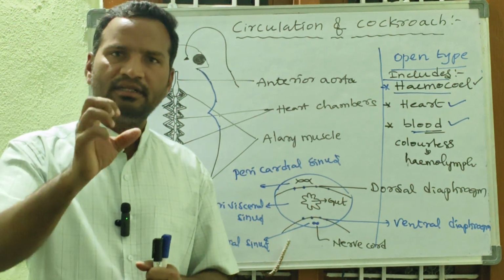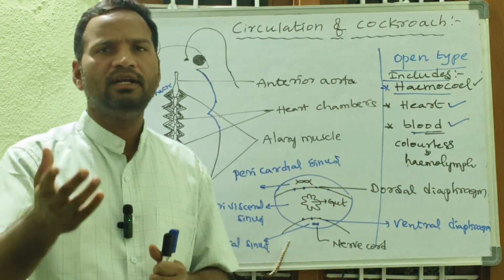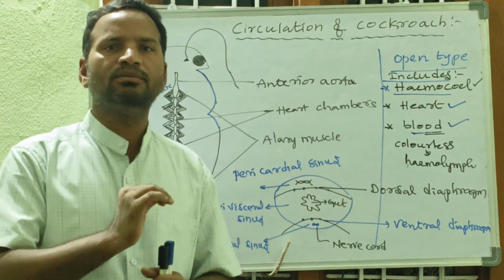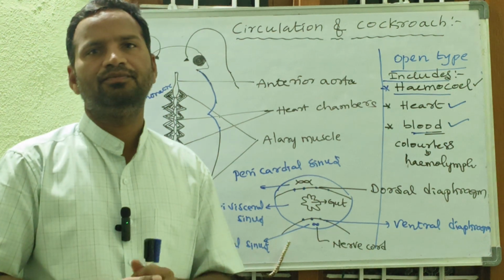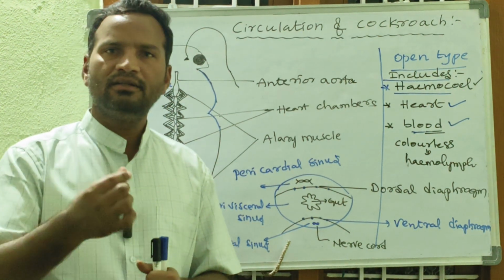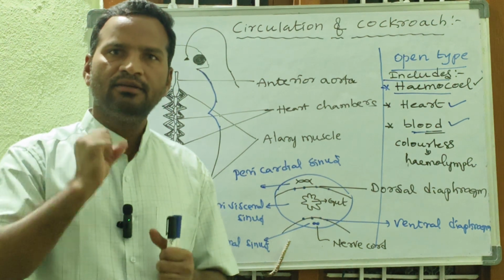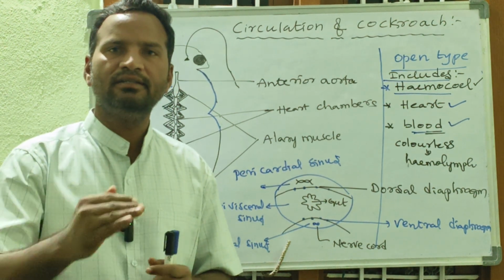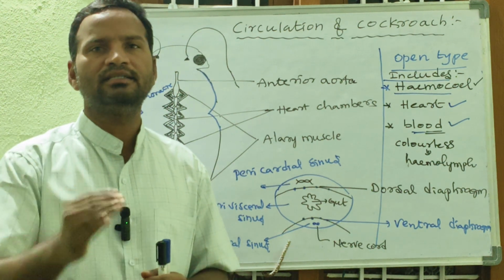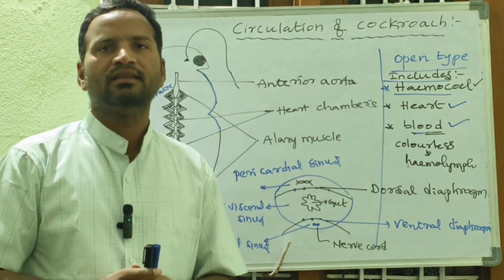Then the blood receives and absorbs the nutrients from the alimentary canal after completion of digestion in the alimentary canal. The second point. And the third point is that it receives nitrogenous wastes from the body parts and sends them to appropriate organs such as the excretory organ for elimination. The third point.